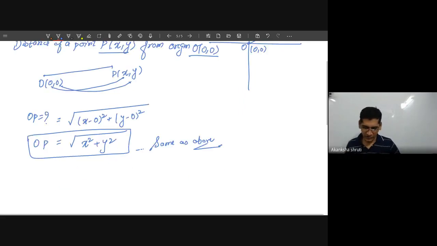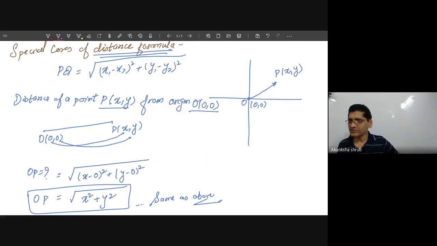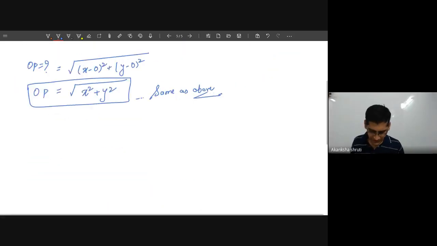So this is how the distance formula is applicable even for a single point, though we have derived it by considering the Pythagoras theorem. Now let us apply this to solve some questions.